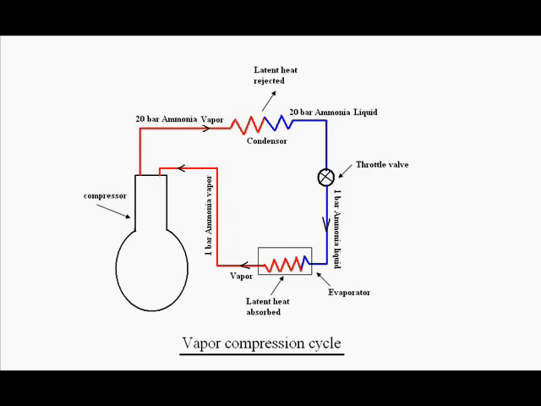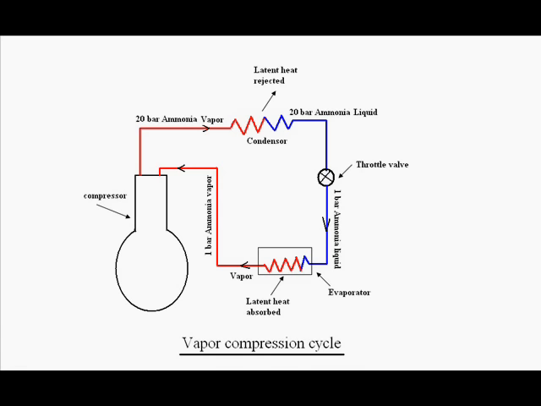Now let us understand the principal diagram, the principal operation and components of a vapor compression cycle. We are taking ammonia as a refrigerant. We can see that in a vapor compression cycle there are 4 basic components, that is the compressor, the condenser, the throttle valve and the evaporator.